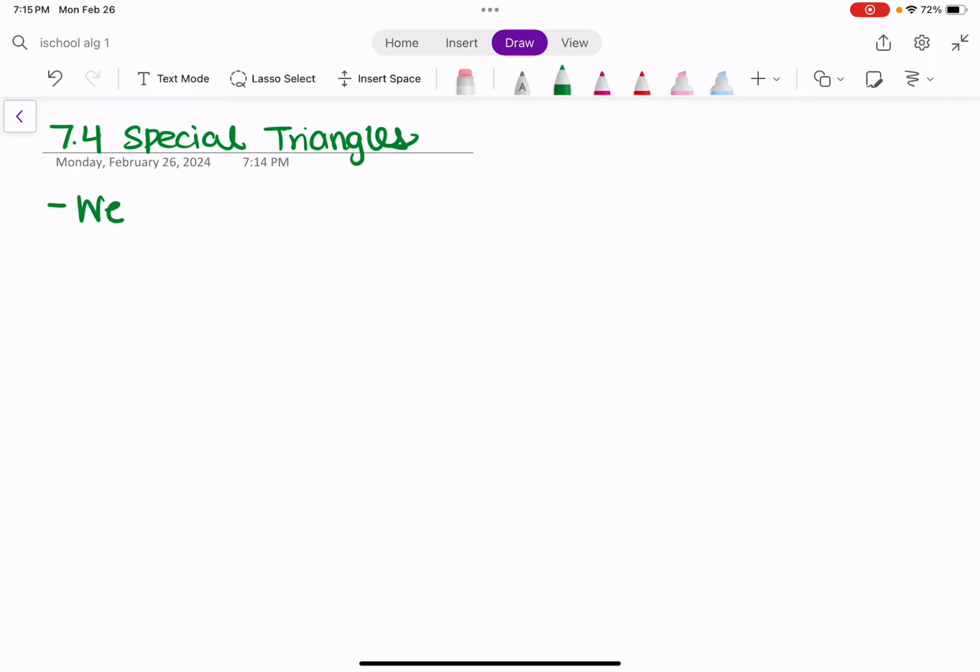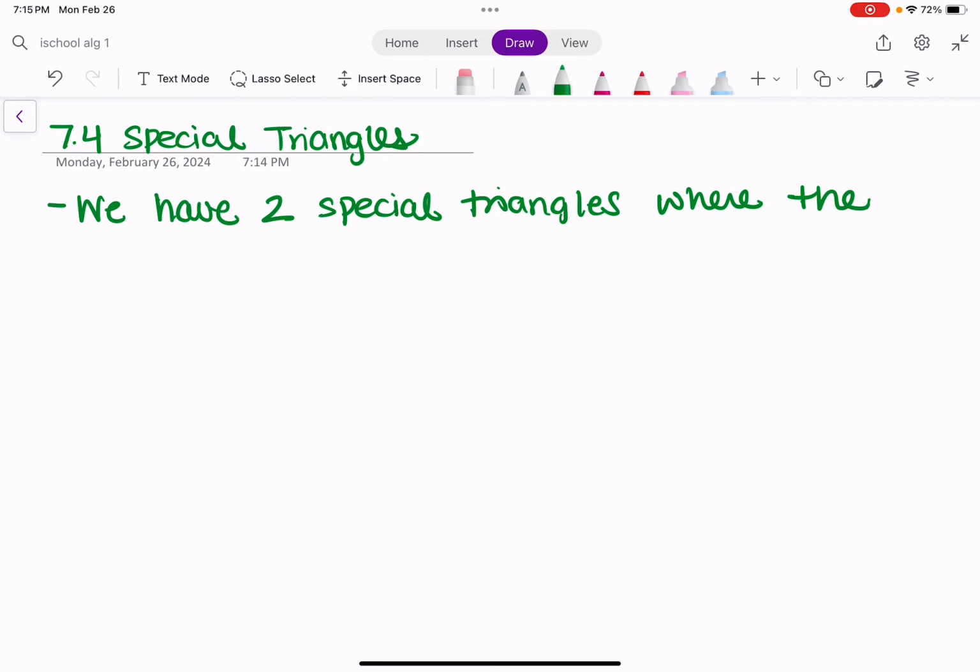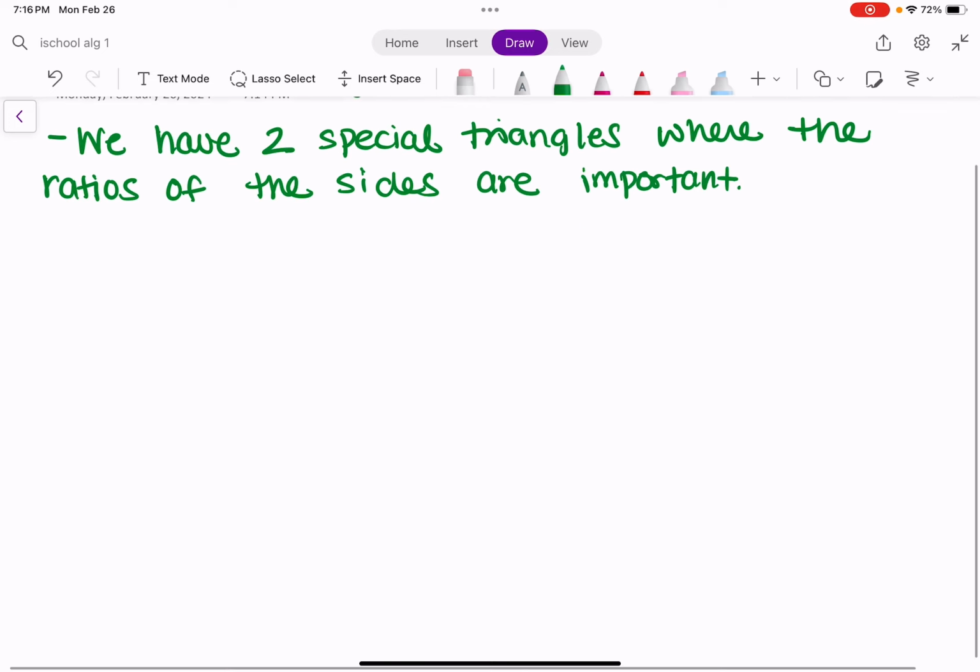So we have two special triangles where the ratios of the sides are important. And this actually comes up on the SAT and stuff. So it's good to know in that sense, okay?